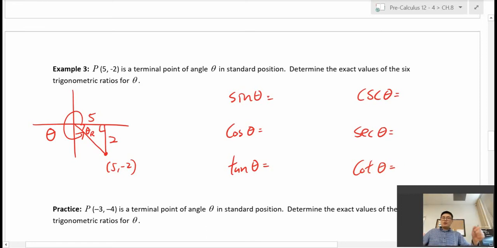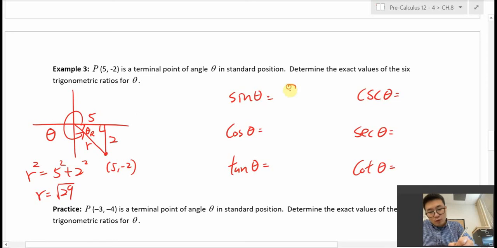Okay. Now, sine, again, is opposite over hypotenuse. We don't have the hypotenuse yet, so we need to find it. To find the hypotenuse, let me call this the radius. R squared is equal to 5 squared plus 2 squared. Hopefully you know how to solve for R. This is going to be root 29. So sine theta is simply going to be opposite over hypotenuse, so that's going to be 2 over root 29.